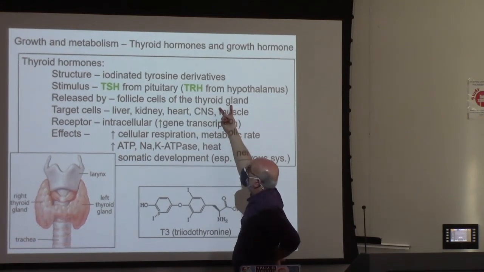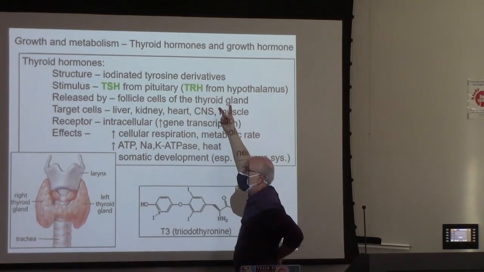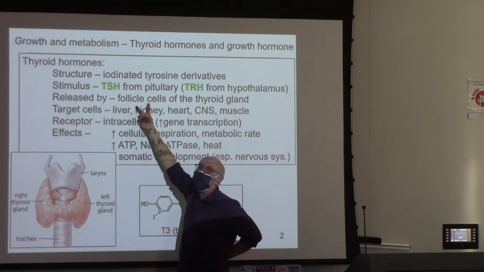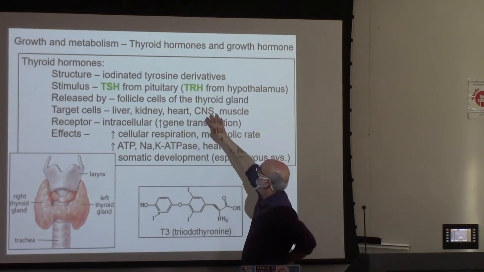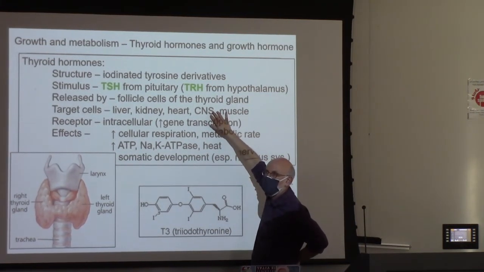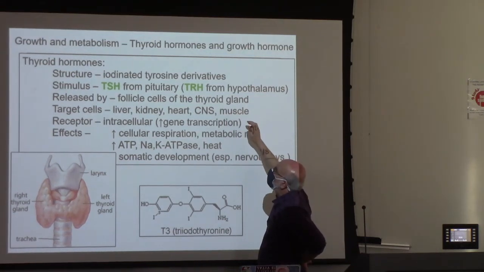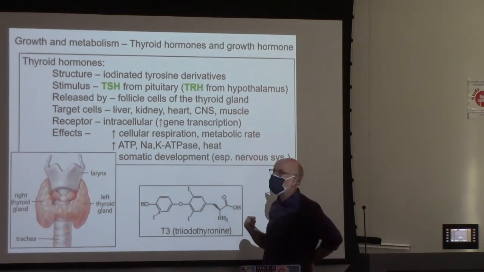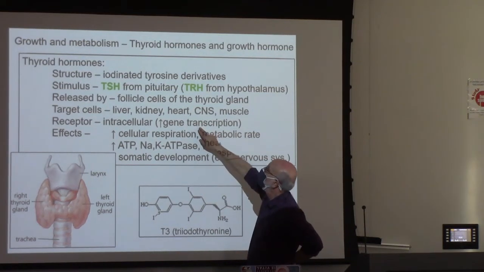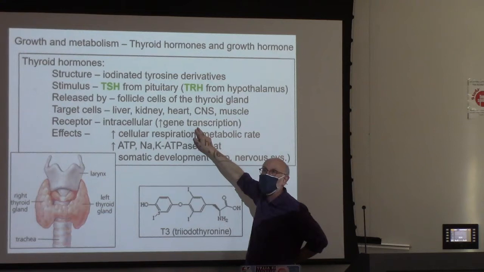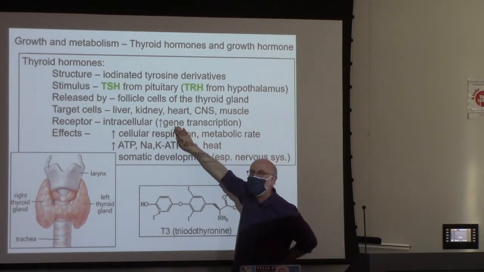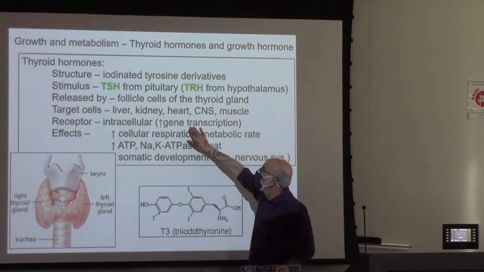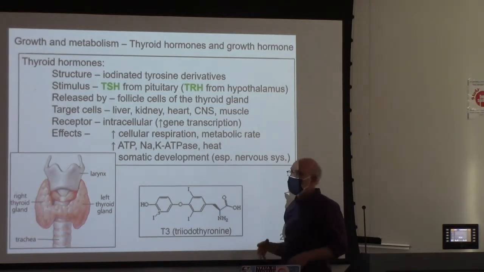The thyroid gland is the source of thyroid hormone, specifically the follicle cells of the thyroid gland. The targets are everywhere. The receptors for thyroid hormones that are expressed everywhere are intracellular, cytoplasmic receptors. They're not GPCRs, not tyrosine kinases. These are the intracellular ones that become transcription factors. And the effects are pleiotropic.